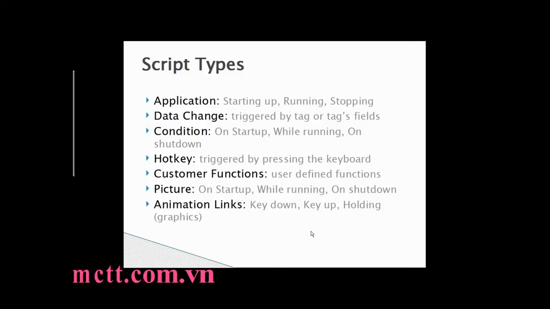These are the scripting types that are available in Kingview. First, we have application scripts, which are available for startup, while running, and at the end when stopping the program. We also have data change, which are triggered by tags or tag fields in the SCADA run development. We have conditions, which could be run again on startup, while running, or on shutdown. Hotkeys, which are like macros, are associated with keys on your keyboard that can trigger certain events, like bringing up a picture in runtime.